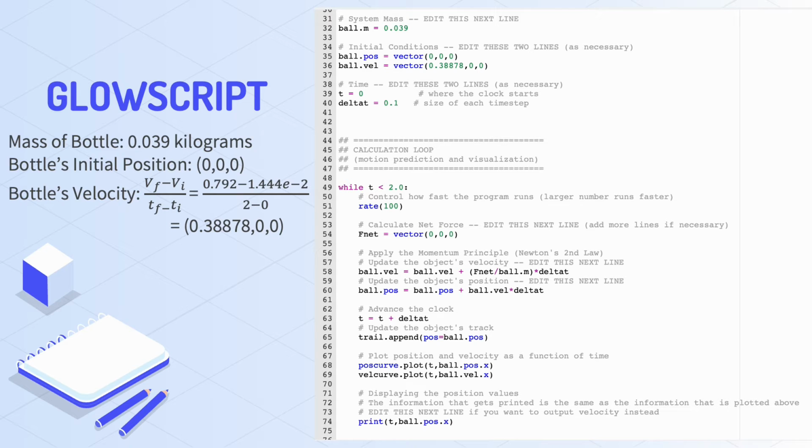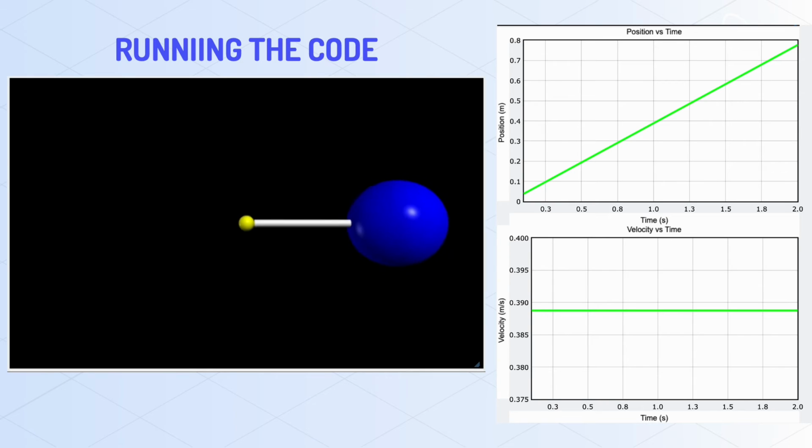And because the bottle's velocity is constant and non-changing, Newton's second law isn't needed for this step. However, we need Newton's second law to predict the change of position over the certain time intervals. In this case, my delta t was 0.1. Running the final code.